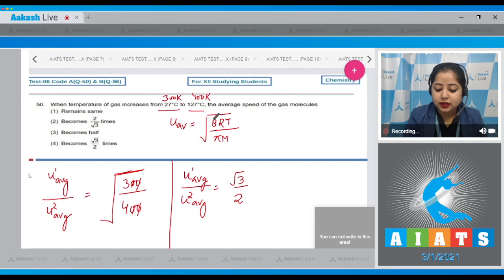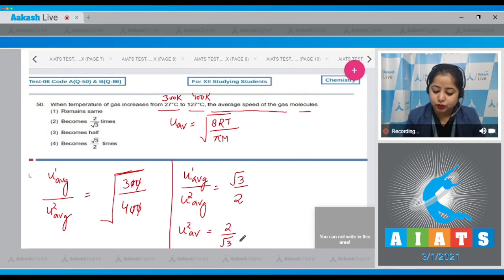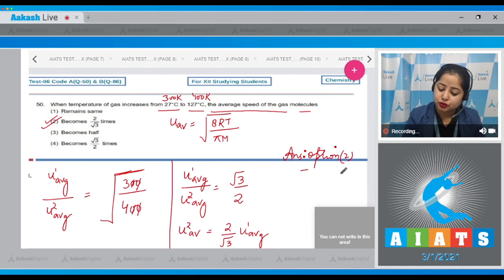We are asked the average speed of the gas molecules at temperature 400 Kelvin. That means we have to answer U2 average is equals to 2 upon root 3 U1 average. That means the final average speed becomes 2 upon root 3 times the initial average speed. So the correct answer is option number 2. Here I'm writing. Answer is option number 2. Moving to the next question.